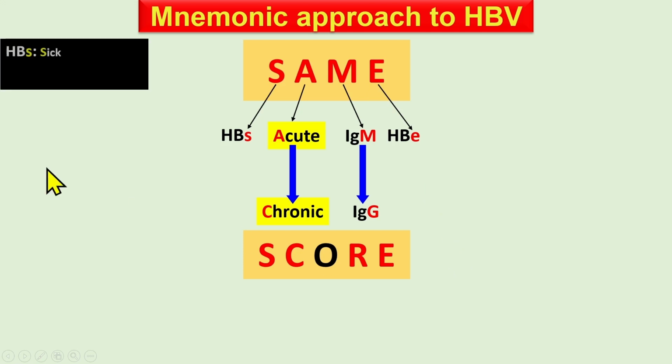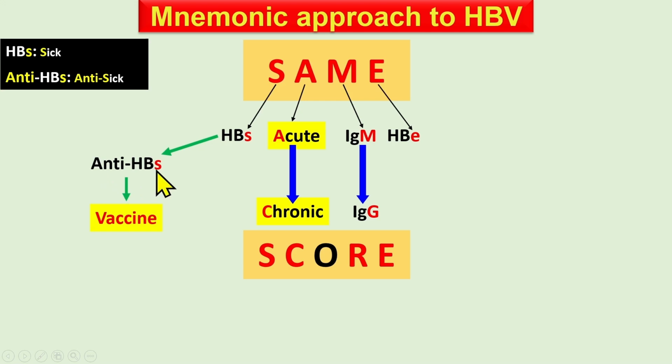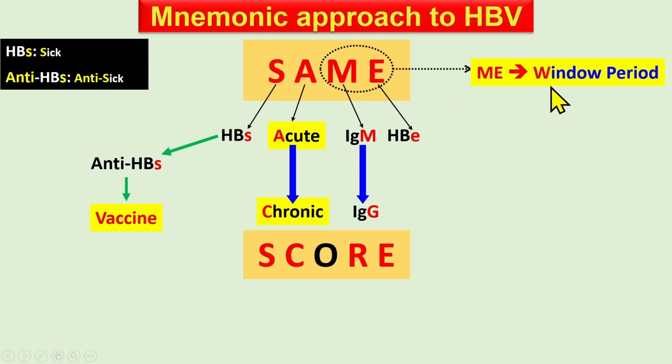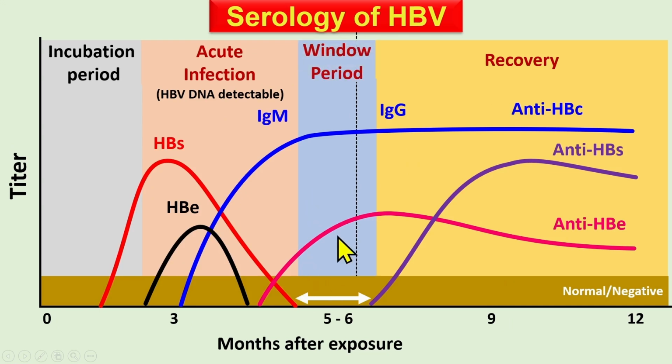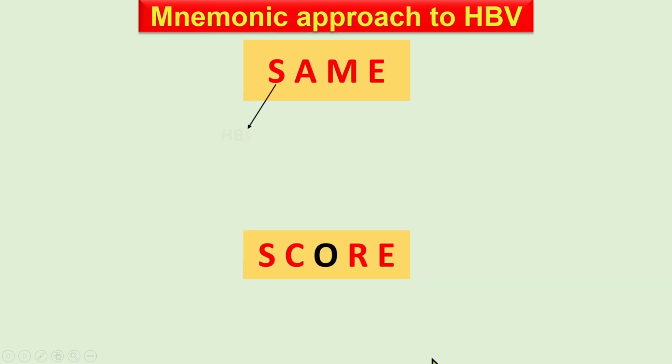You know HBs, S represents sick. So if anti-HBs is present, it means the patient is not sick. He is immune, or you can say that he is vaccinated. So if only anti-HBs is positive, the patient is vaccinated. And the ME represents the window period, which I have already described. This was the window period where the HBs level was low. Only IgM and anti-HBe are positive for the ME. That is the mnemonic here.